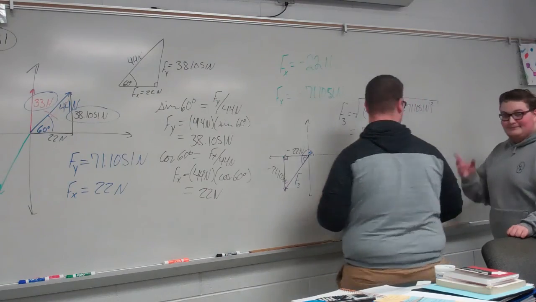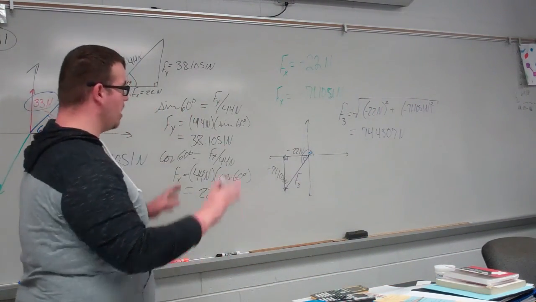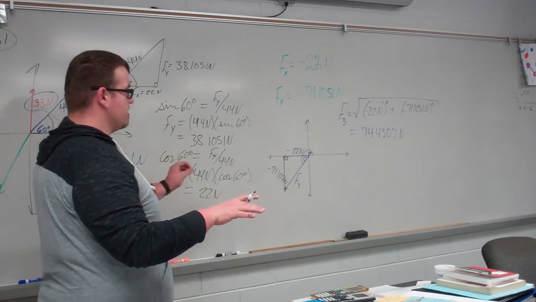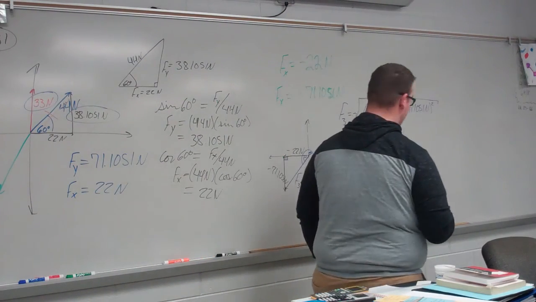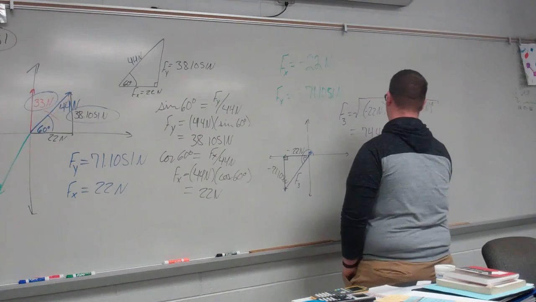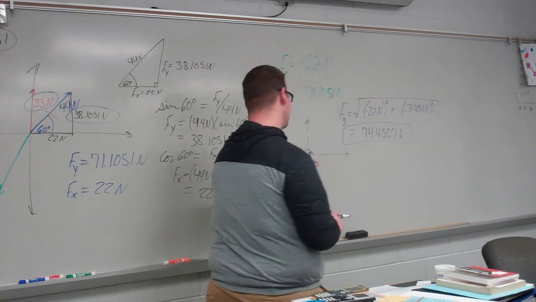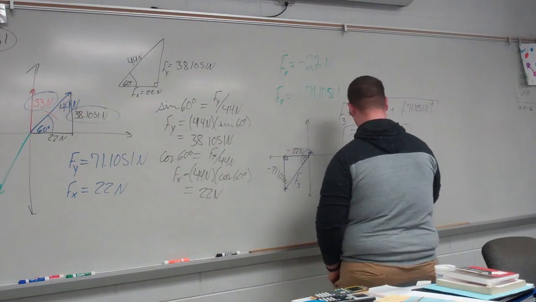74.4307. Know what y'all got? Yeah. There we go. Okay, so the magnitude of force 3 is 74.4307 newtons. Alright. There's my first part. Now I gotta find this little angle here. This is what I'm gonna do to find the angle.